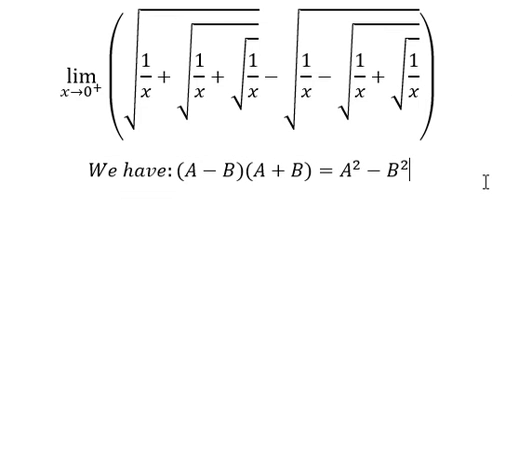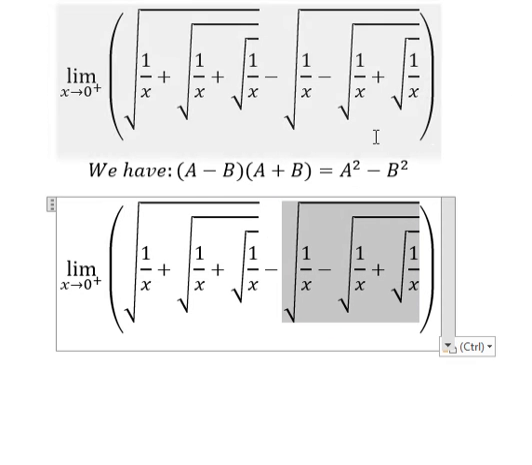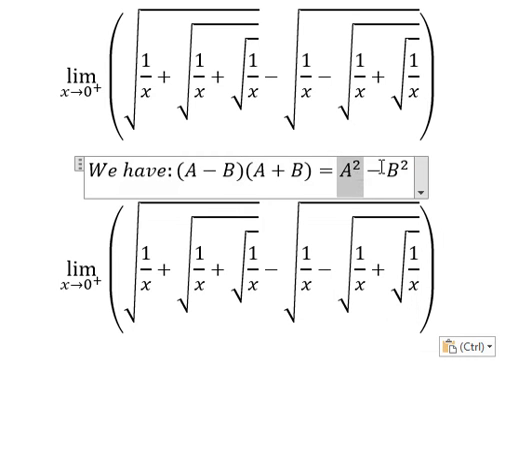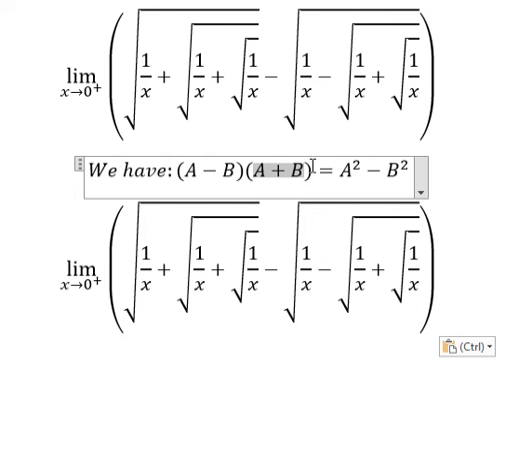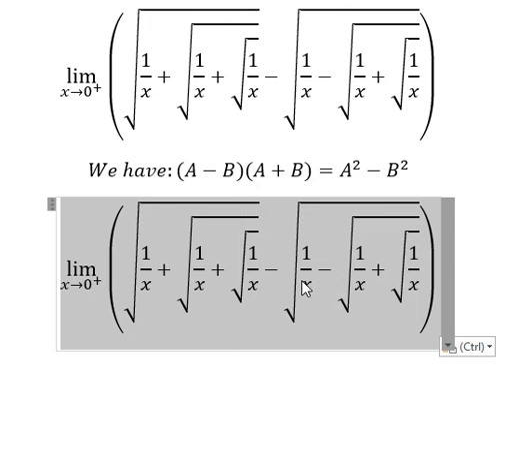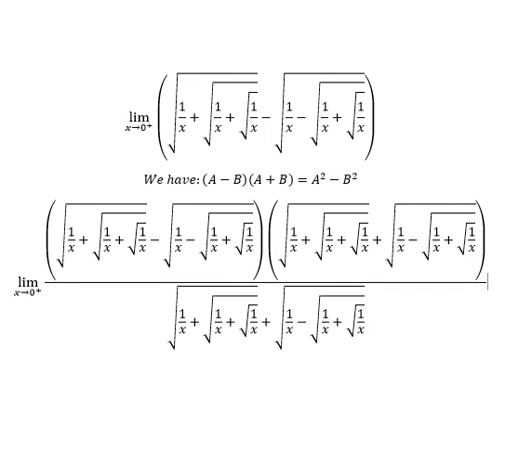So I want to cancel the square root. So we need to have a square and b square, but this one is a minus b. So we need to multiply by a plus b on numerator and denominator. So that should be like this. So we have this one.